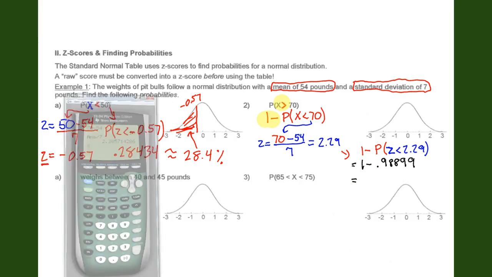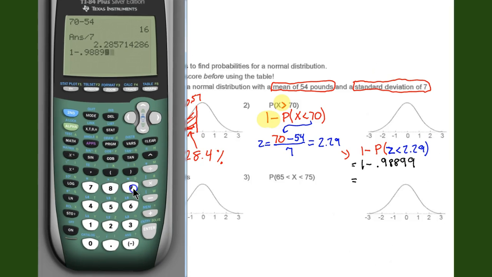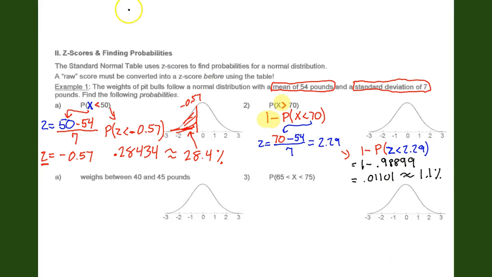Doing a little subtraction here, I get 0.01101, which is about 1.1%, very, very small. And we expect that with a 2.29 z-score. That's a pretty big z-score. I mean, our z-scores basically go up to 3, so the closer you get to 3, the less likely it's going to happen. So here we go, 2.29 would be right about here. Yeah, we're just talking about this tiny little part that's underneath the curve.